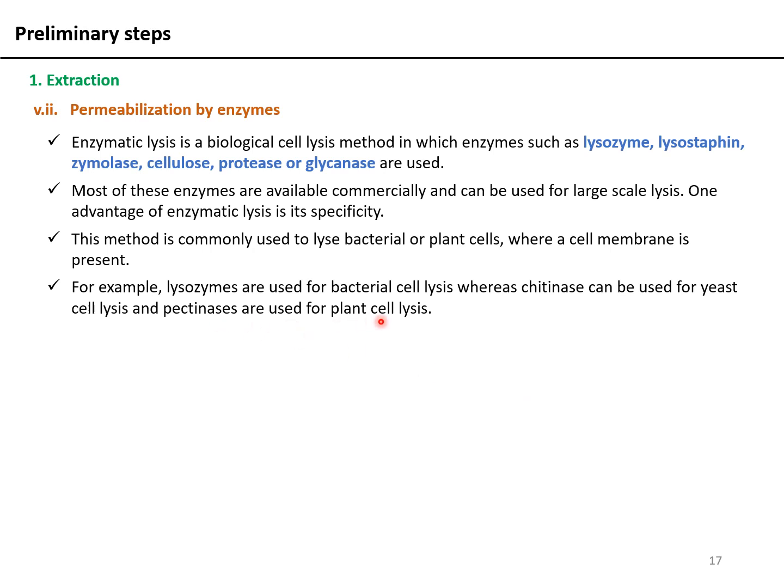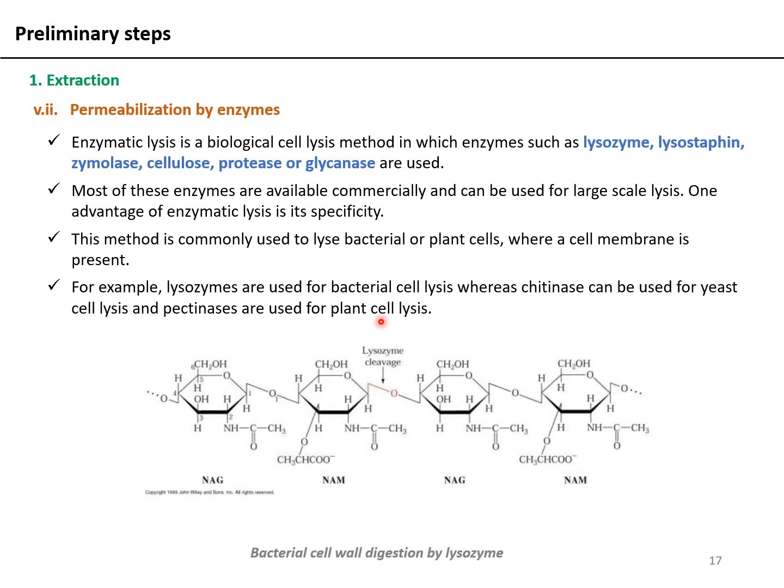Pectinases can be used for plant cell lysis. Why? Because the plant cell wall contains pectins. So you will be using specific enzymes that target the specific compounds that make up the cell walls of different cell types. This is a generic example of bacterial cell wall digestion by lysozyme.